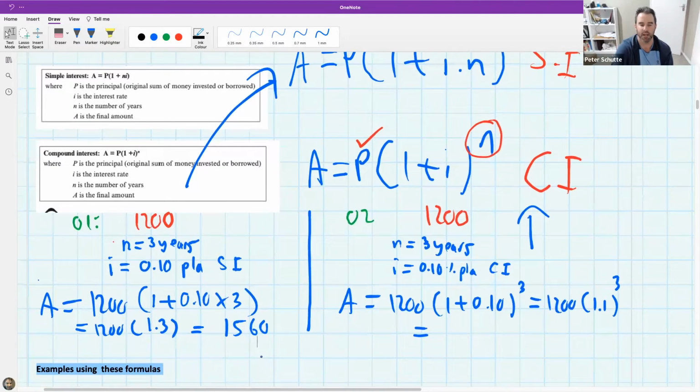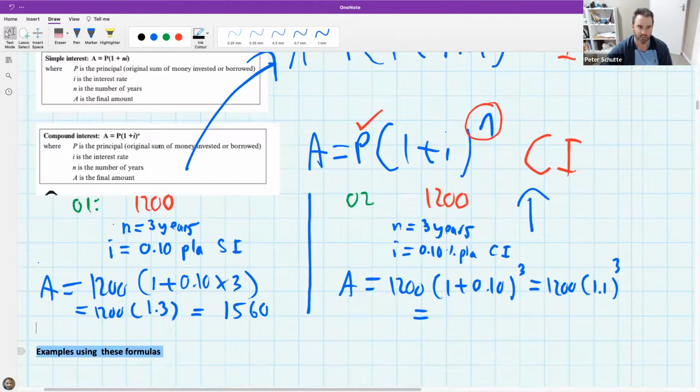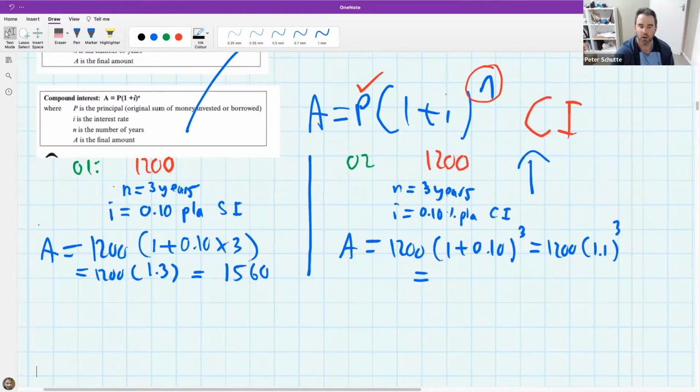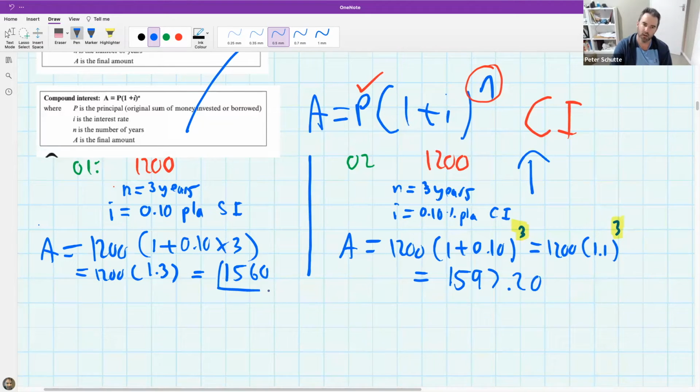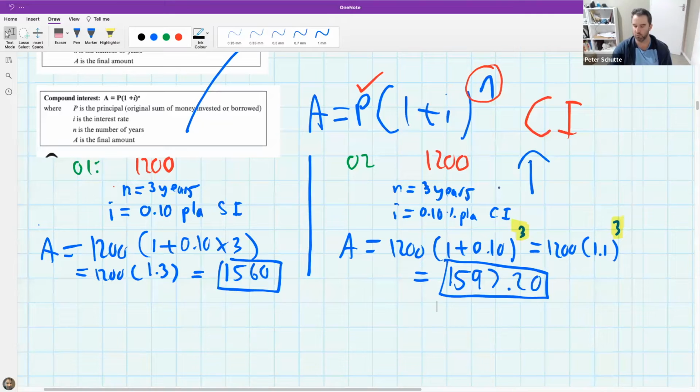The students seem to be getting 1560 for simple interest, and for compound, you see the 3 floating in the sky here, which definitely plays a role. We get 159720. Now, given that everything about these two examples was the same except the method of calculating interest, which option would you choose? Option 1 or option 2?